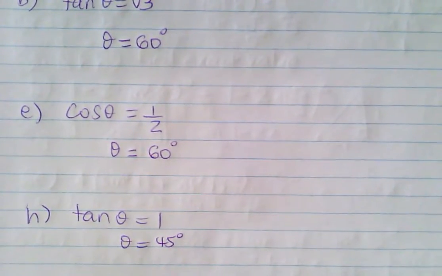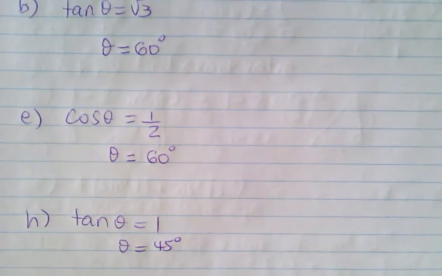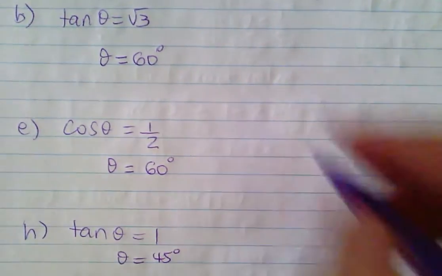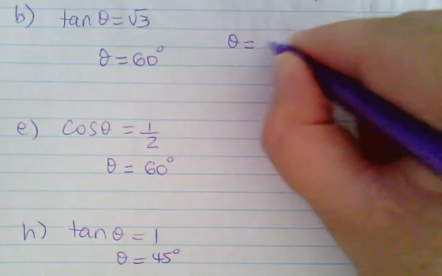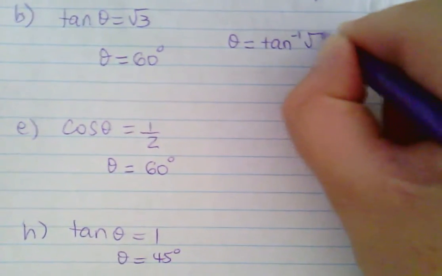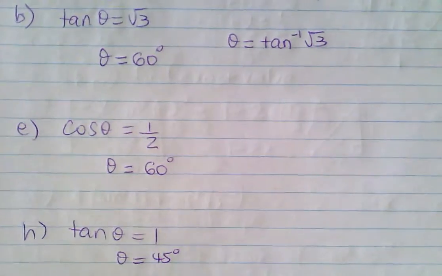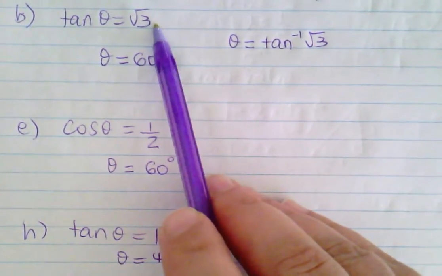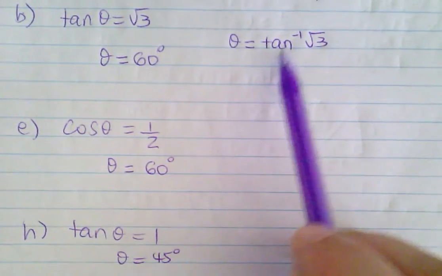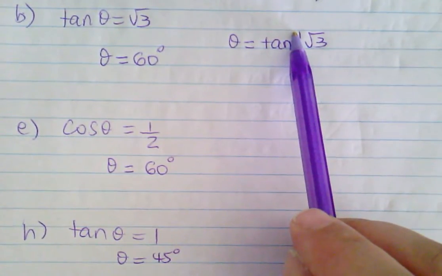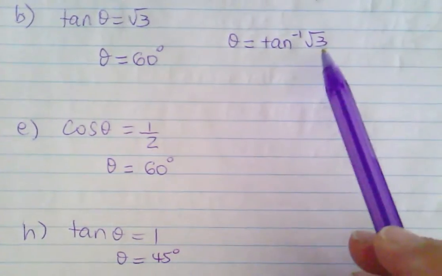So girls, how else could you do it on your calculator? The way you used to do this was like this. Do you remember? Before you knew about the exact values, if I give you tan of theta is root 3, you would have gone shift tan to the minus 1 of root 3, and you would get 60.